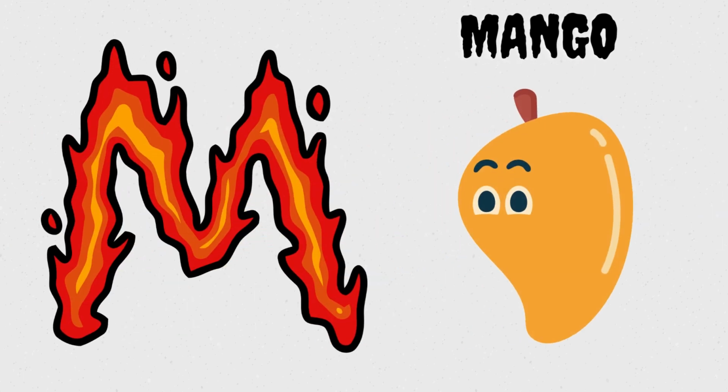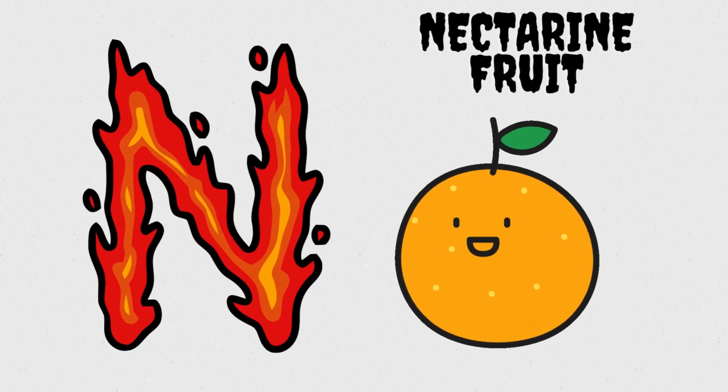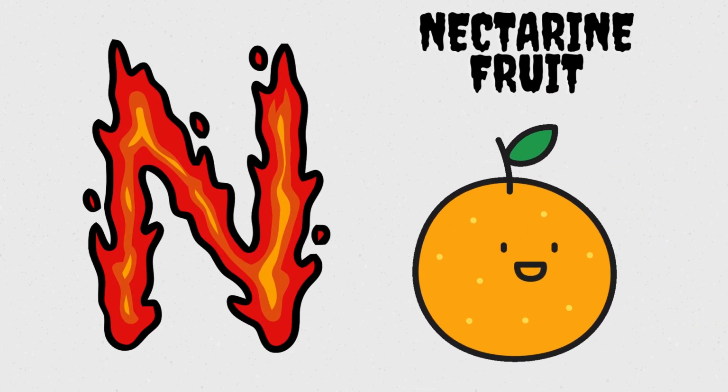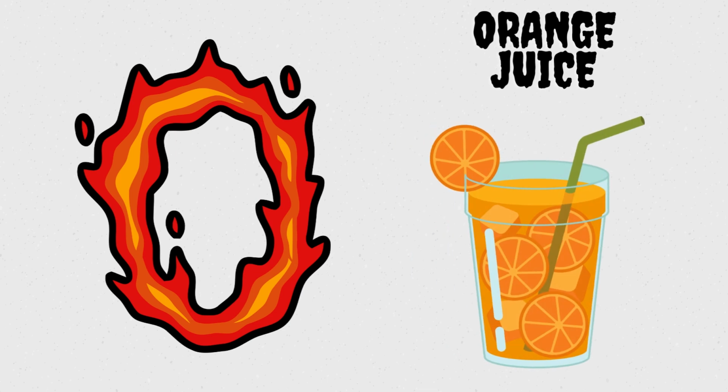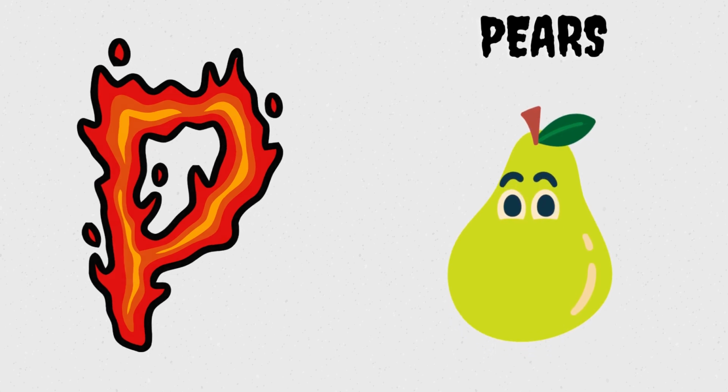M is for Mango. M, M. Mango. N is for Nectarine Fruit. N, N. Nectarine Fruit. O is for Oranges. O, O. Oranges. P is for Pears. P, P. Pears.